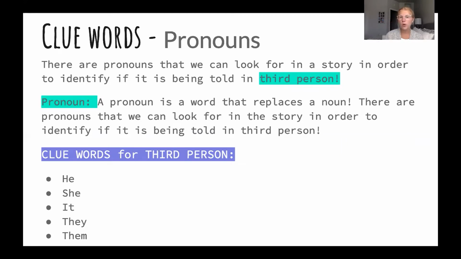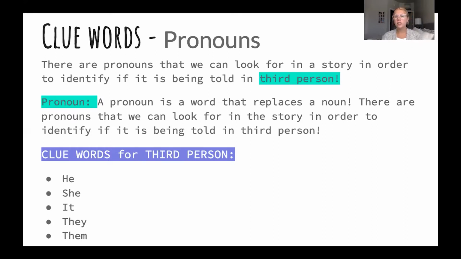A pronoun is a word that replaces a noun. So again, when we are reading a story, we should try to identify these pronouns. And pronouns are words that replace a noun. These exact pronouns will be able to tell us if the story is being told in third person.